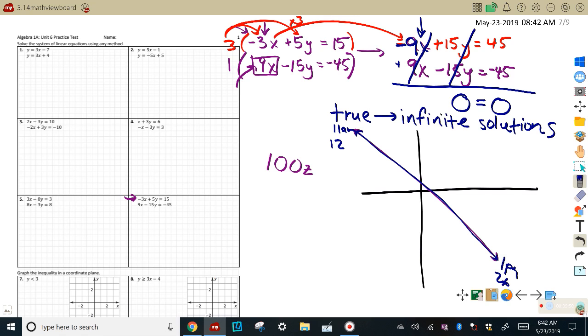Okay, so that's number 6. Number 6 would be true, infinite number of solutions. Let's check out a different one. I don't know that these are all the best examples because a lot of them seem to give you either true or false, and ideally we would see some that are a mixture. Let me erase some of this.